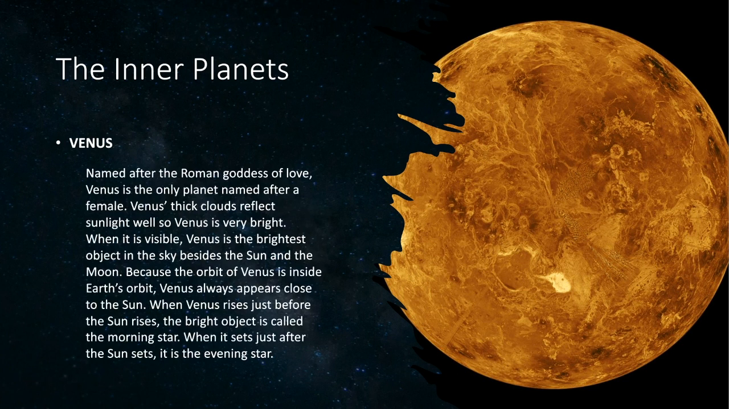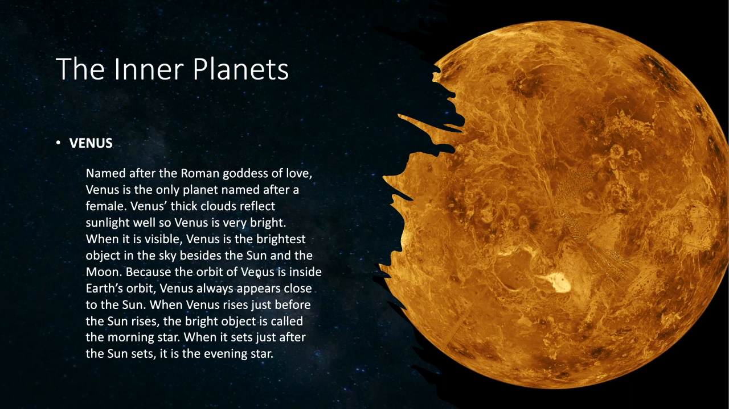Named after the Roman goddess of love, Venus is the only planet named after a female. Venus' thick clouds reflect sunlight, so Venus is very bright. When it is visible, Venus is the brightest object in the sky besides the sun and the moon.